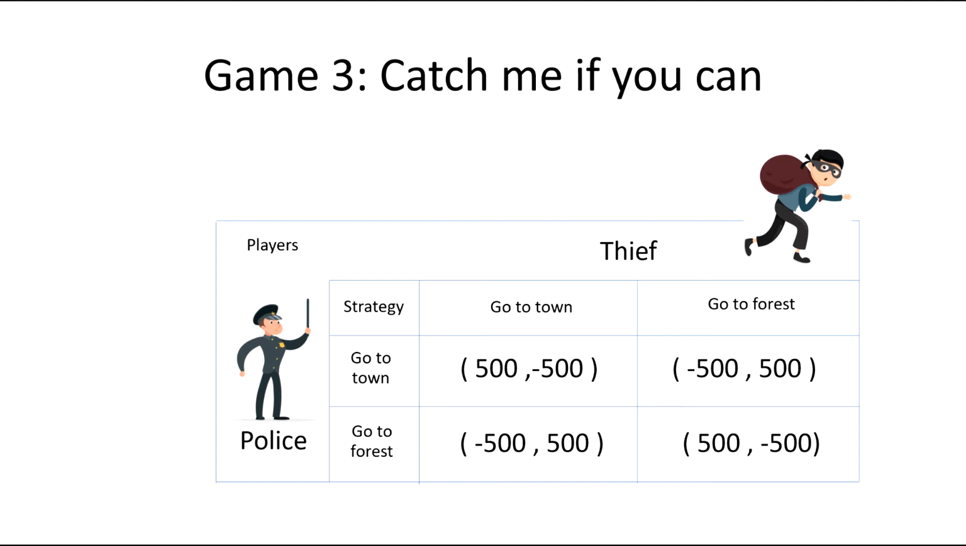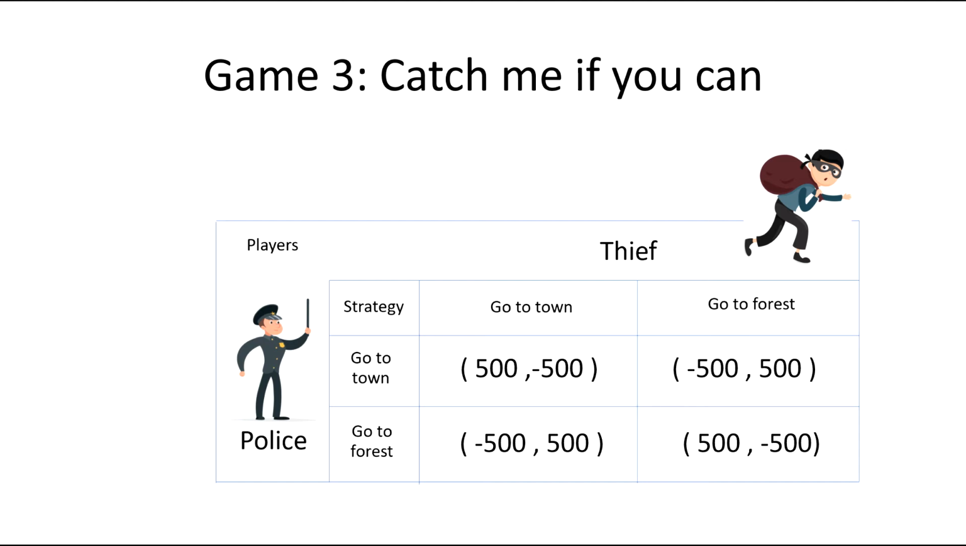If police goes to town and the thief goes to town, they meet, and police will get 500 U-tunes because they can arrest the thief. But the thief will lose minus 500 U-tunes because he or she will be arrested. So we have one side that gets positive payoffs and another side that gets negative payoffs.